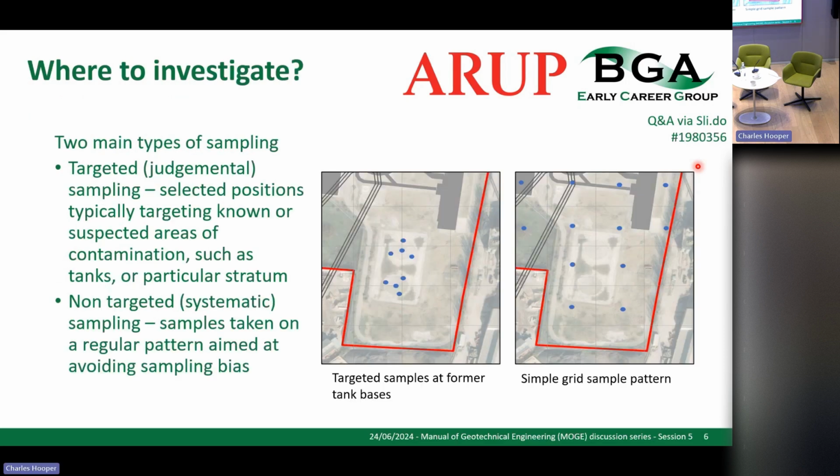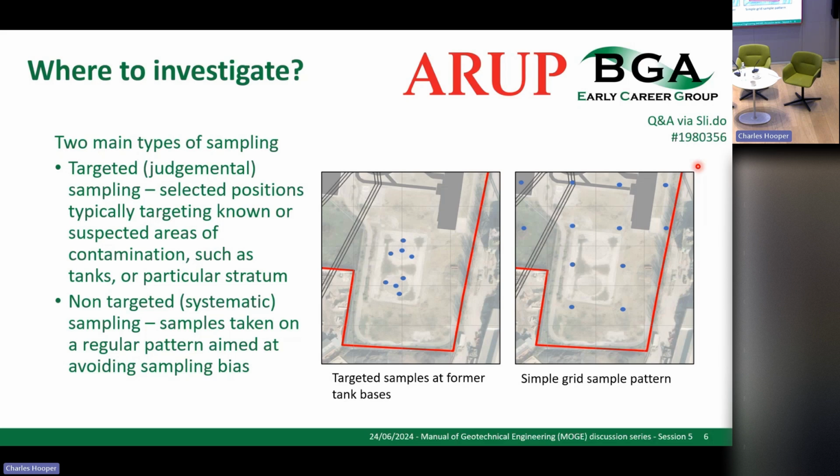So for the main part, where to investigate, the key bit you're going to be looking at is what are you actually going to be testing. There are two main forms of investigation types. So you have targeted investigation, where you're picking individual points. This is primarily going to be based around your conceptual site model, your desk study or previous investigation, where you've got known areas or suspected areas of contamination that you might be looking at. In this particular project example, we have some former tank bases. Now they're just these concrete pads that were targeted to look at whether there was contamination present around them.